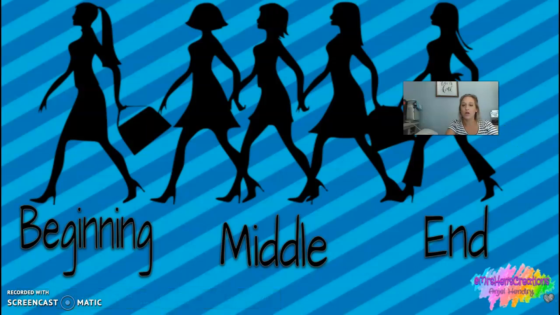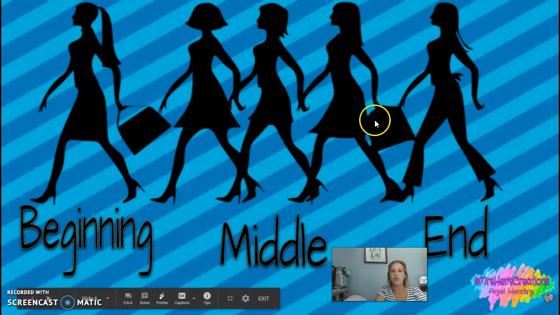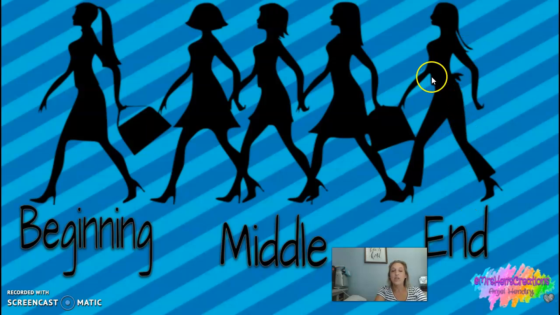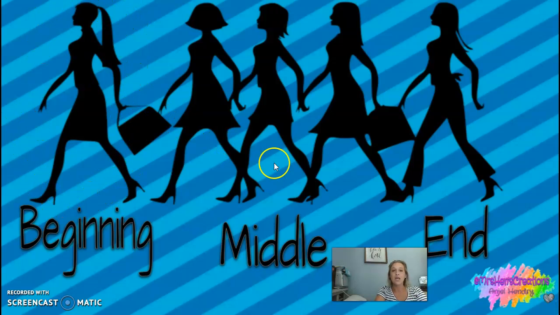All right, and then one more. We have beginning, middle, and end. So the beginning of the line is this sweet lady with the long ponytail. She is at the beginning, or the line leader. She is the beginning person. Then you have this other group right here of the three ladies. They are in the middle. The middle. And then you have this lady with the long hair. She is at the end. So you have beginning, middle, and end. All right, guys, great job.